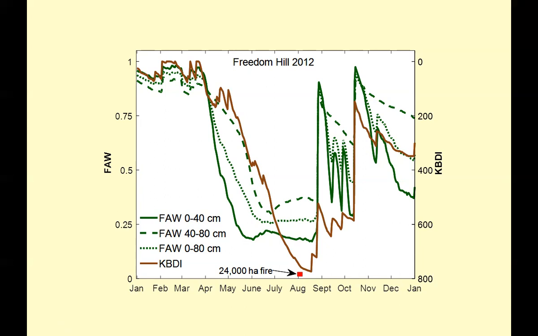In fact, for the 10 largest growing season fires that we analyzed, the average lead time before the fire was about 10 days. So it had a 10 days early warning compared to the KBDI system. So again, it's much more sensitive to what's actually going on in the soil and provides an earlier warning for possible fires than KBDI does.